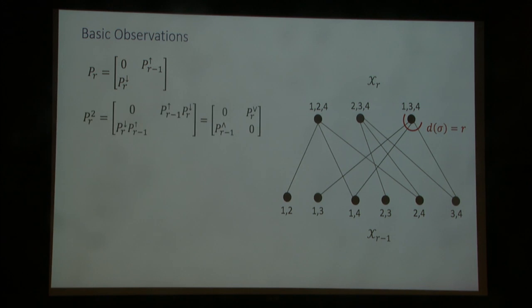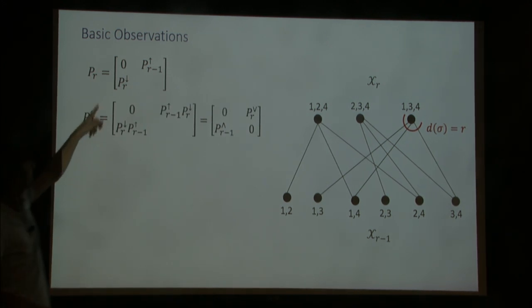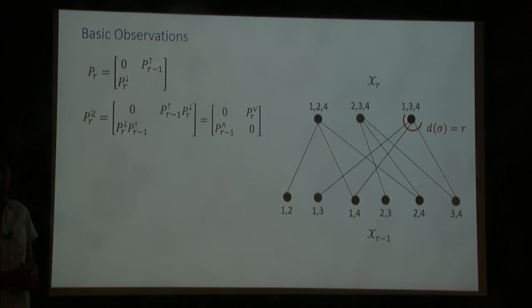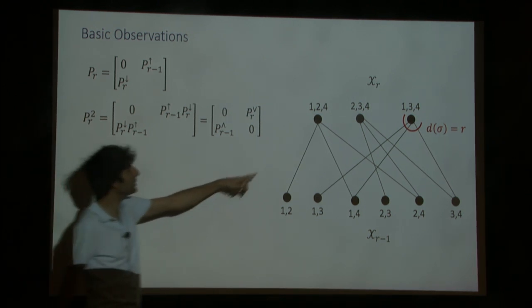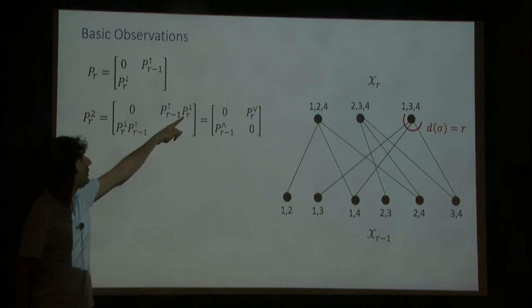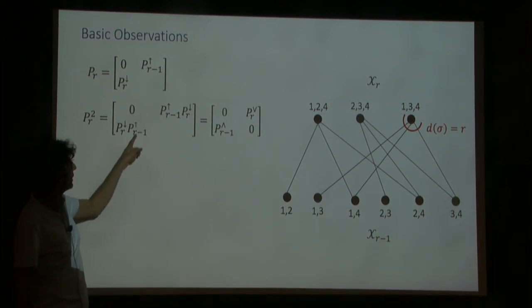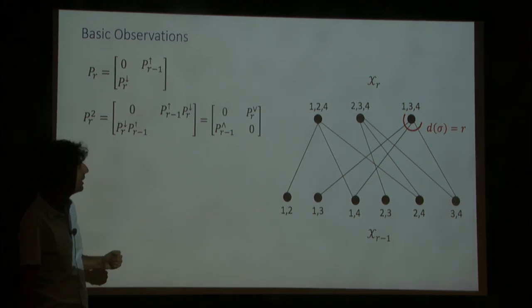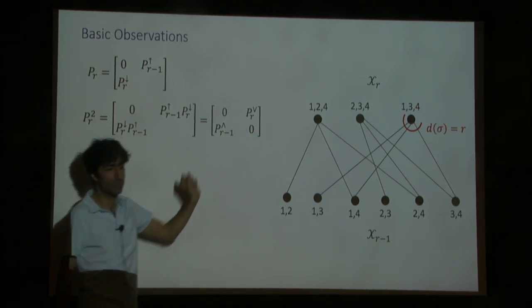Now, what I did is that I look at a two-step random walk here. A two-step random walk is just PR squared. So either you start from top, you go down, then you go up, or you start from down, you go up, then you go down. These are the two possibilities.